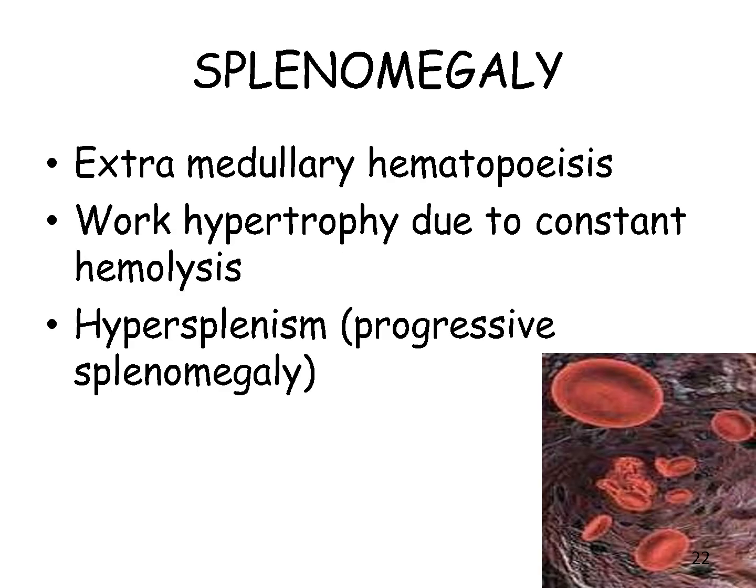Here, splenomegaly is also caused by extramedullary hematopoiesis. Because there is constant hemolysis in the spleen, there will be work hypertrophy of the spleen. The progressive splenomegaly will lead to hypersplenism.